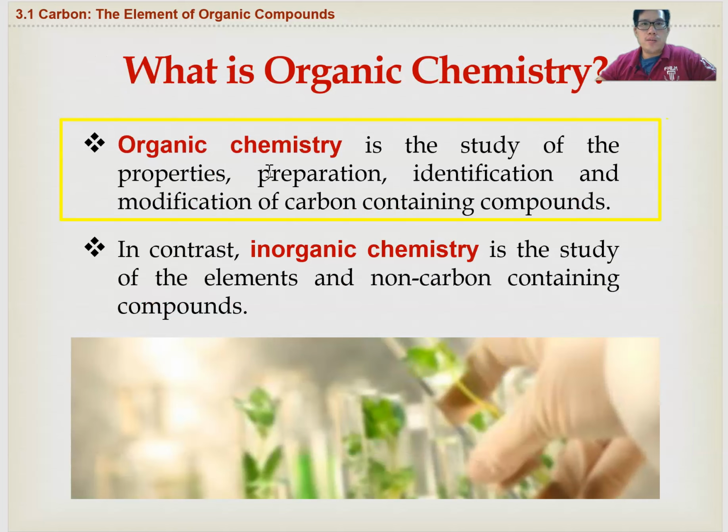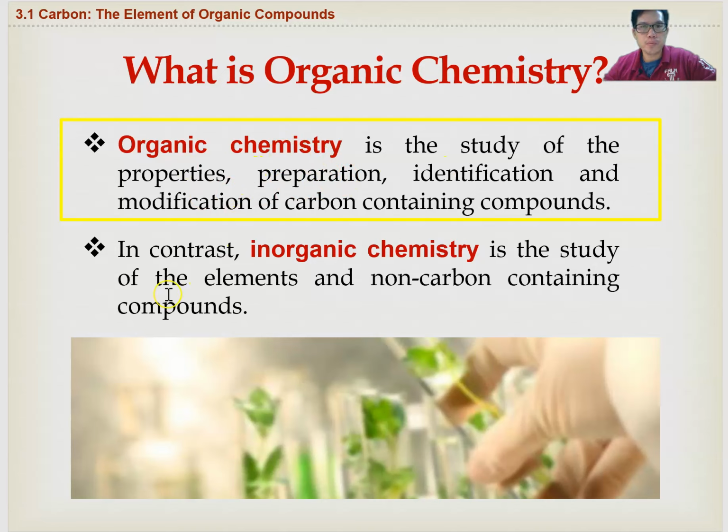Let's look back at what organic chemistry is. Organic chemistry is all about the study of the properties, the preparation, the identification, as well as the modification of carbon-containing compounds. In this subject, we're going to learn a lot about understanding the properties, identifying it, and modifying it. Preparation, not really, because you can get it from natural ingredients. Sometimes you do have preparation as well, but mainly in these three areas.